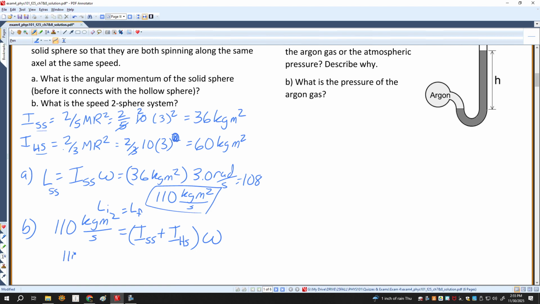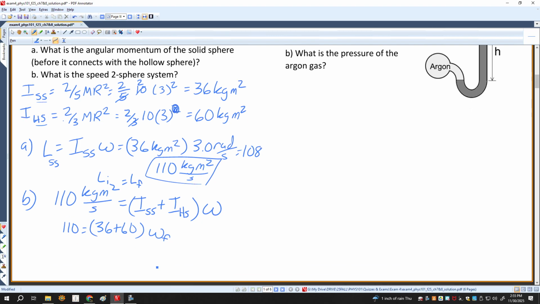So that's going to be 110 equals 36 plus 60 times omega final. Again, they're coming together and they're rotating at the same rate, so I just add their moments of inertia. So if I calculate that for omega, I get 1.1 radians per second. That is 110 over 96, which is 1.1 radians per second.